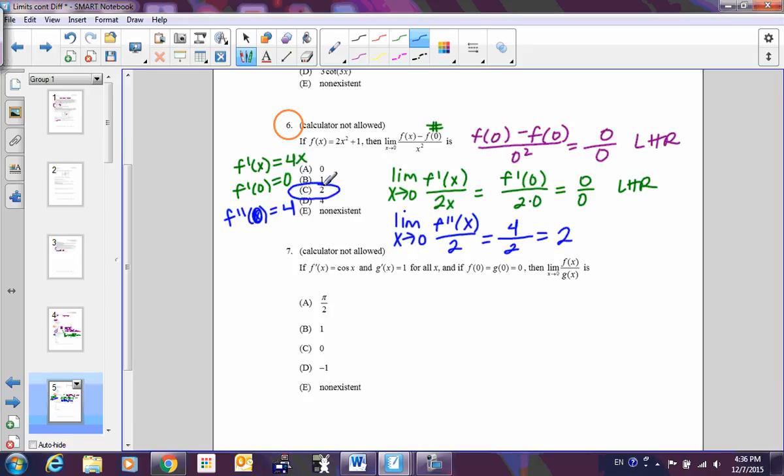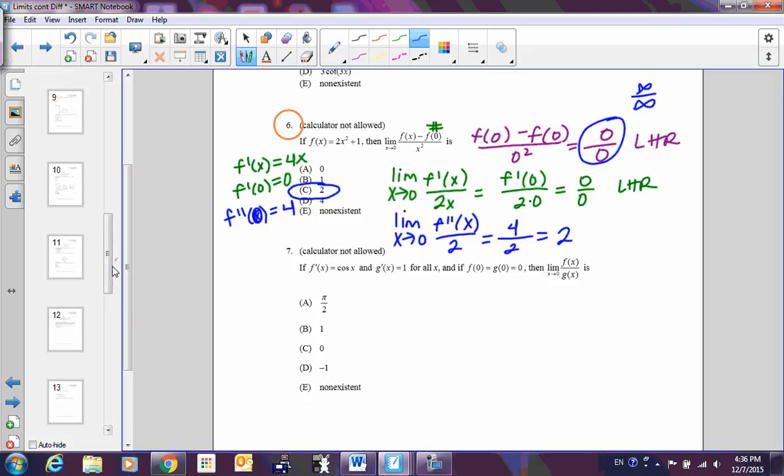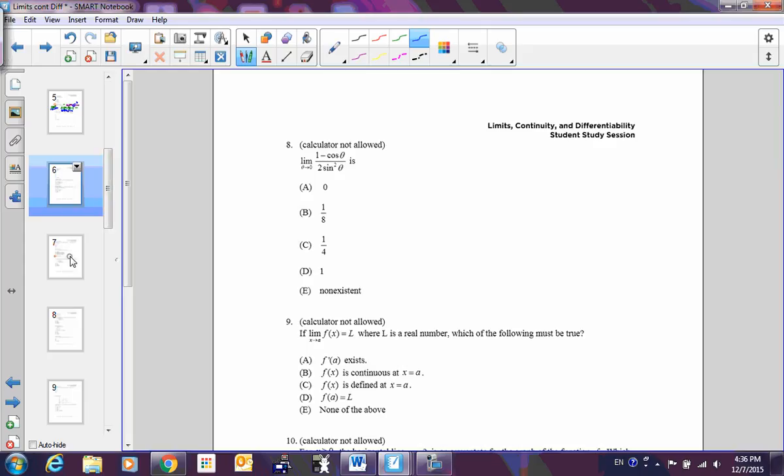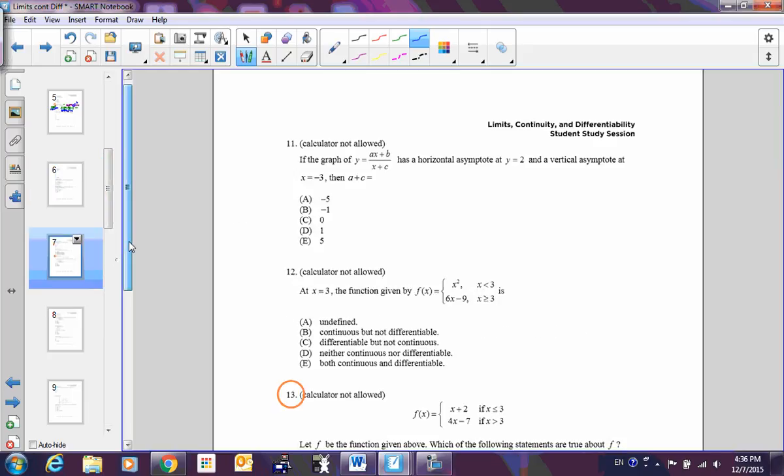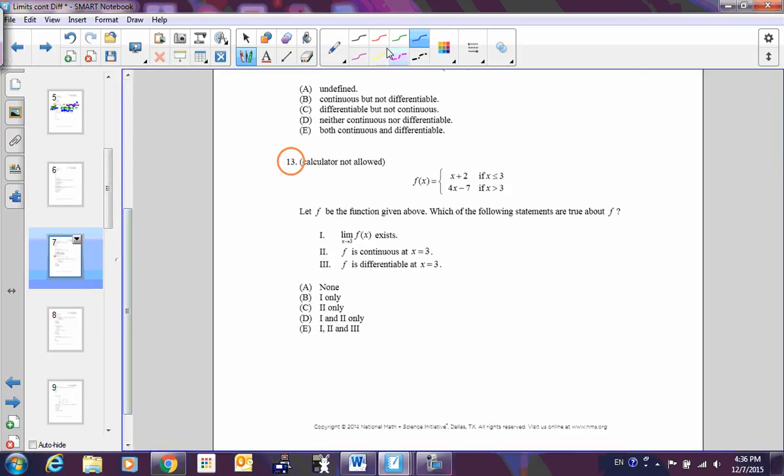So that's our answer. Okay, that's how you use L'Hopital's rule, and you only use it when you get 0 over 0, or you could use it if you have infinity over infinity. Okay, so all of these that I'm skipping, you are going to do. So the next one we are going to do together is number 13.